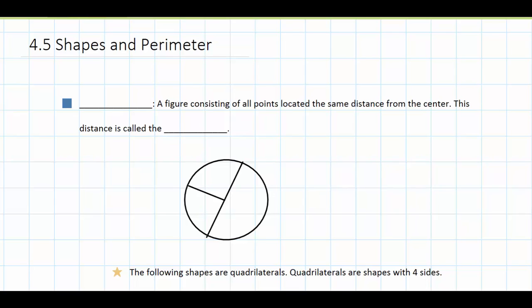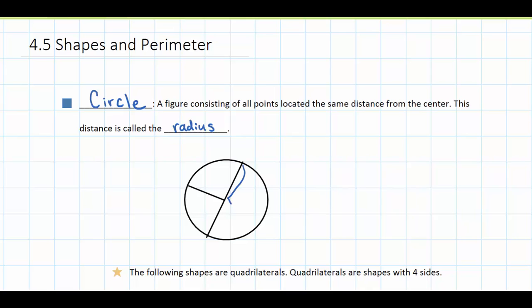Shapes and perimeter. Circle. A figure consisting of all points located the same distance from the center. This distance is called the radius. The diameter is the distance across the circle through the center. It is equal to 2 radii.